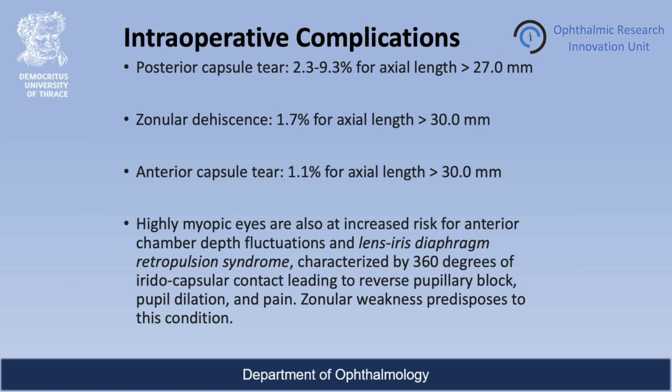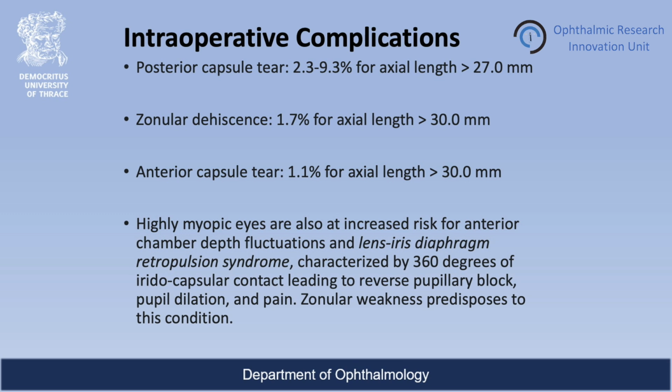From many studies, we know that the incidence of posterior capsular tear ranges from 2.3 to 9.3% for an axial length of more than 27 millimeters. The incidence of anterior capsule tear ranges from 1.1 to 2% for an axial length of more than 30 millimeters. For the same axial length, the incidence of zonular dehiscence is 1.7%.